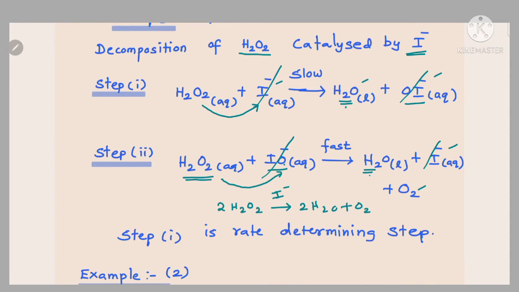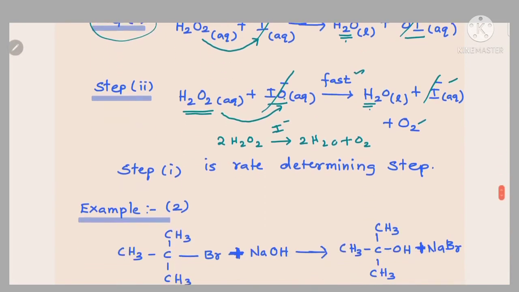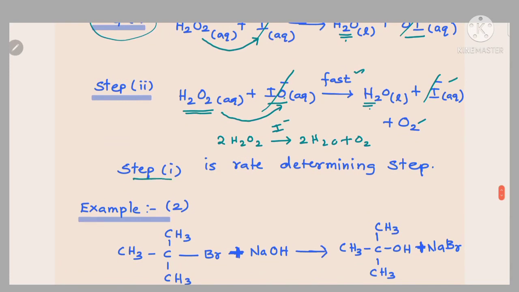Now in these two steps, the first step takes more time. The first step is going very slowly, whereas the second step is fast. So among these two steps, most of the time will be consumed by the first step. Therefore the first step is what we call the rate determining step. So step 1 is the rate determining step because it goes slowly. So this is one example.